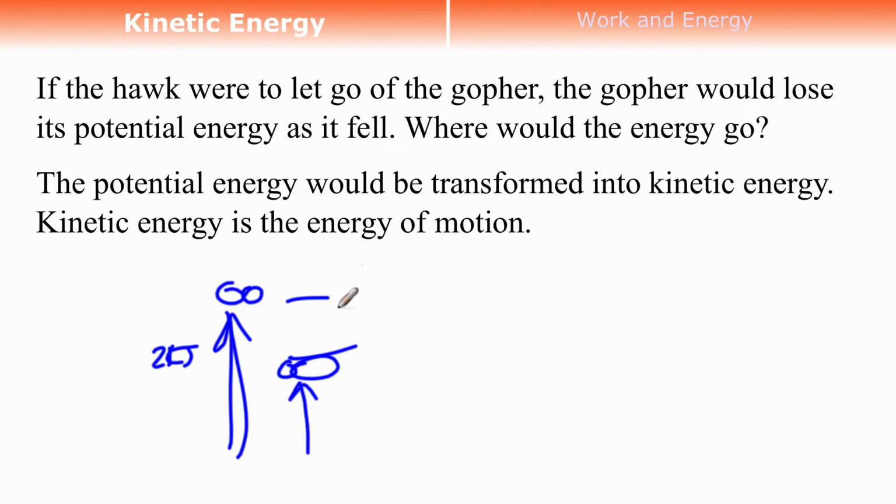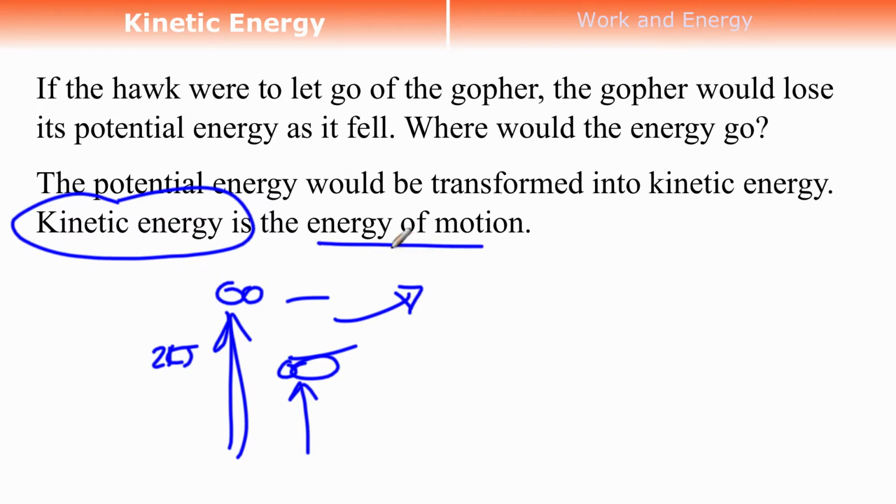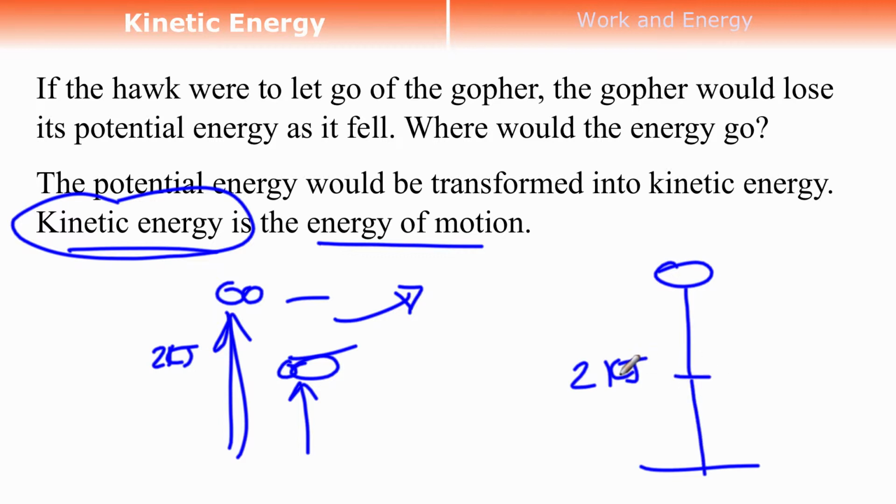Well, the difference in the energy goes into something known as kinetic energy. And kinetic energy is the energy of motion. If things are moving, they possess kinetic energy. Notice in here, and we'll maybe talk about this later too, I've got my gopher right at the top, and it has 2 kilojoules of energy. Say it drops halfway to the bottom, then in terms of potential energy, it would now only have 1 kilojoule of energy if it drops halfway.